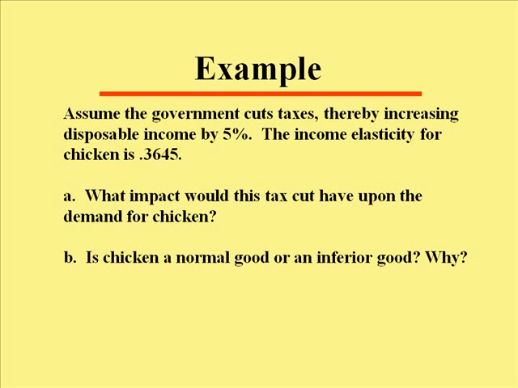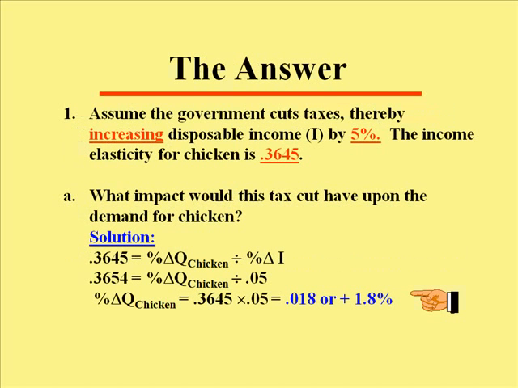The income elasticity for chicken is 0.3645. Again, we're going to start with our formula. The percent change in quantity over the percent change in income equals the income elasticity. And we're going to fill in the numbers that we know. We know the percent change in income is 5%, and it's an increase, so there's no negative sign. And we know that the income elasticity is 0.3645. What we don't know is the percent change in quantity. So that's what we have to figure out.